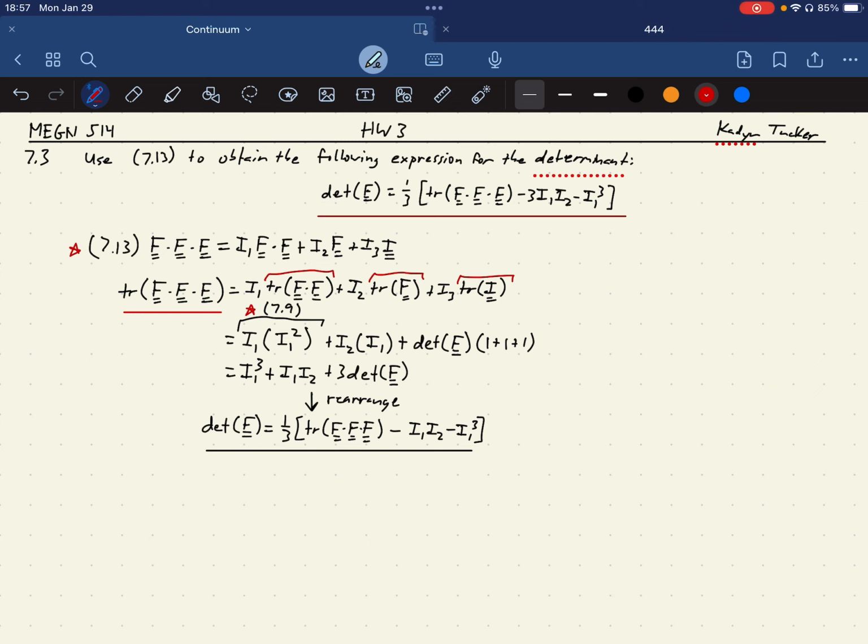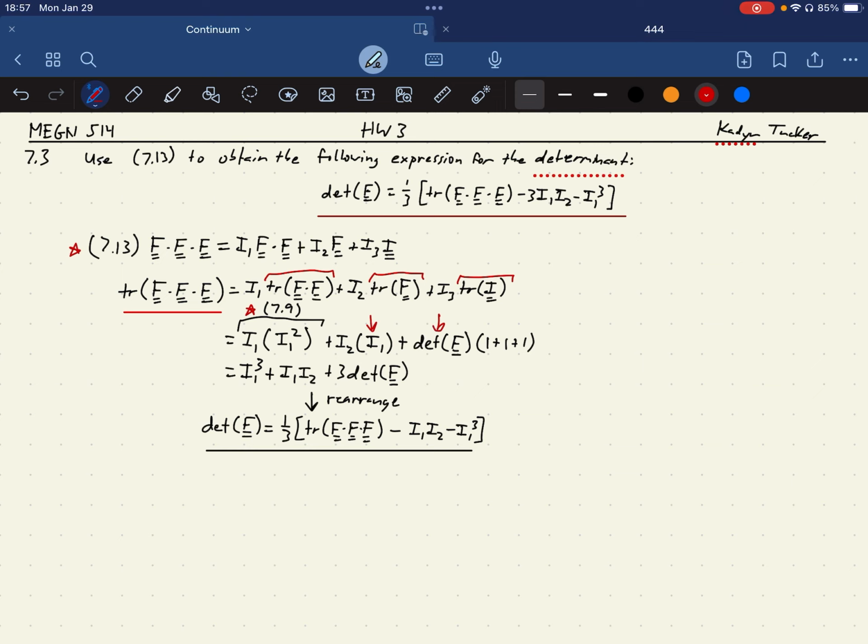So following that reasoning, I concluded that the trace of the dot product of F and F should just be I1 times I1. So we get I1 squared that replaces that. And again, trace of F is just equal to I1, so we replace that here. And then the determinant of the tensor F is equal to I3. We're given that in the textbook as well.